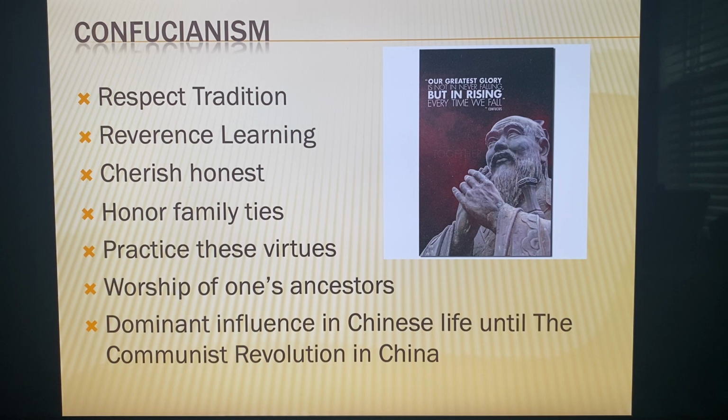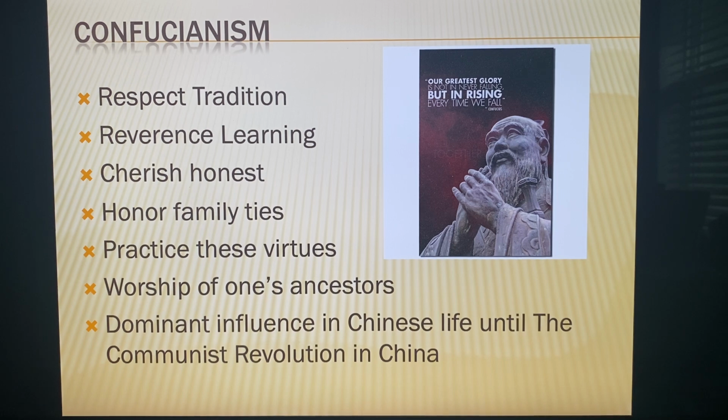I don't know if he really looked like that because that's a long time ago, but that's the picture we have that represents Confucius. Confucianism would, like I said, respect traditions, reverence the learning, cherish honesty, honor family ties, practice all four of these virtues at all times, and doing this, they could worship their ancestors. So a lot of times they would have little figures or drawings that represented their ancestors, and they'd worship their ancestors, which God does not want us to do, of course.